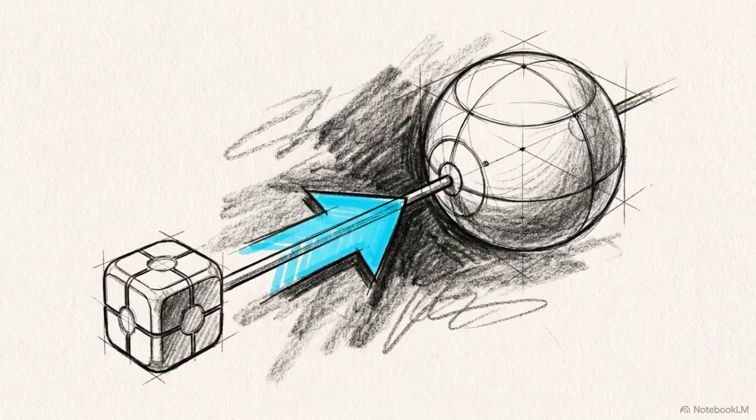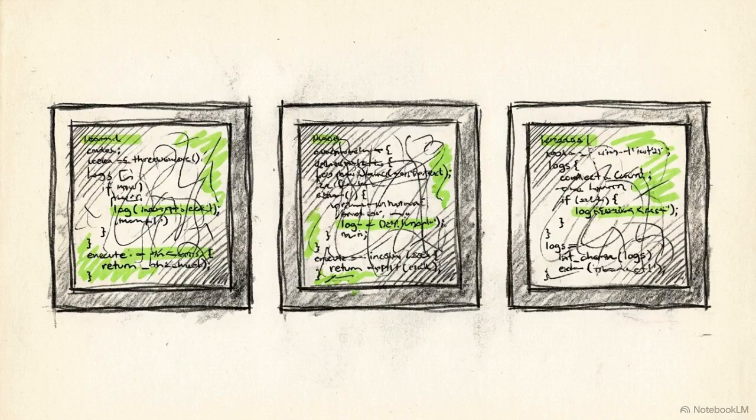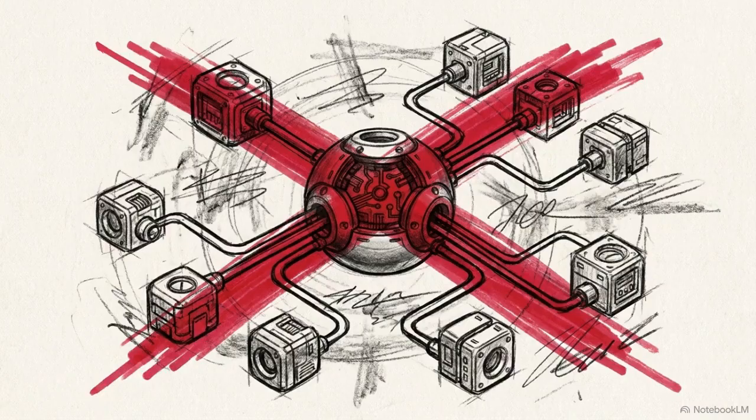The return path is equally constrained. Only the subagent's final message returns to the parent. This egress message is passed verbatim back to the coordinator, functioning exactly as a standard tool result. Multiple sequential subagent invocations share no memory unless their inputs and outputs are manually wired through the prompt. Treating subagents as extensions of the coordinator's memory, rather than isolated stateless functions, guarantees hallucination and execution failure.